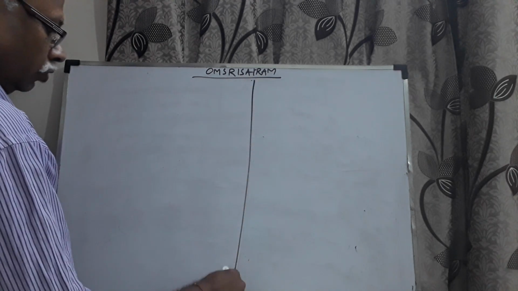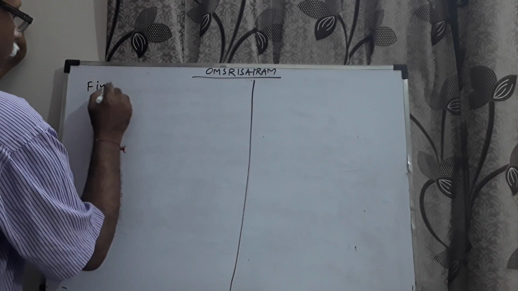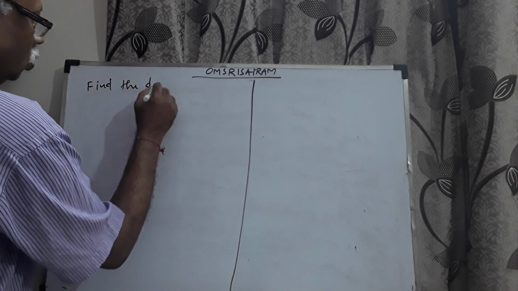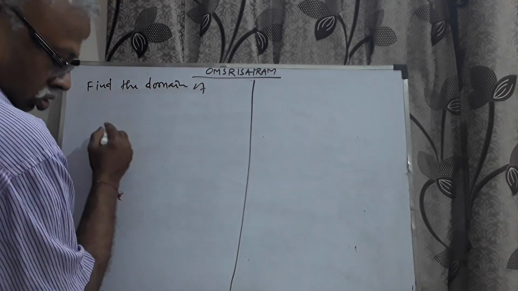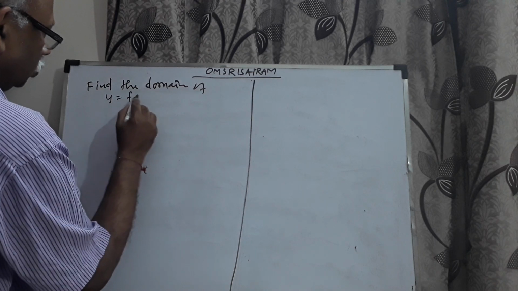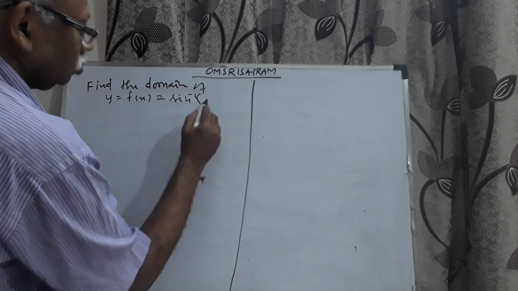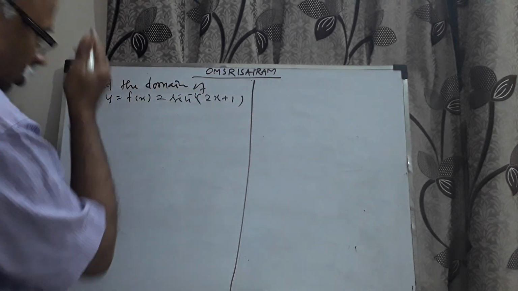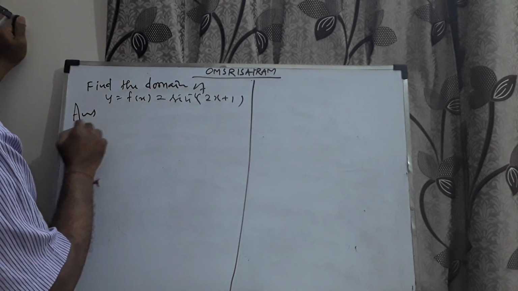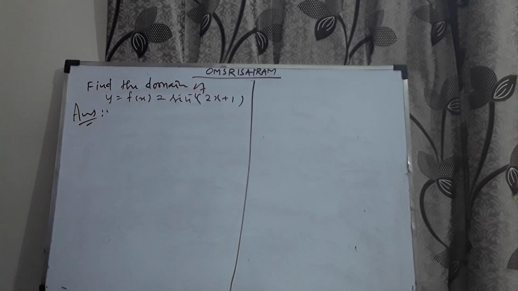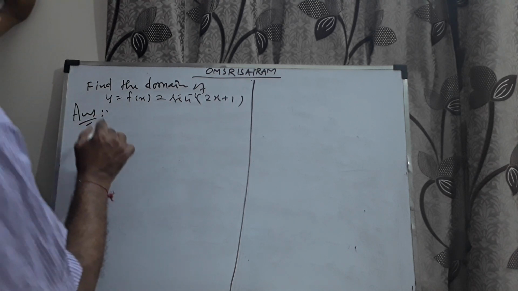Find the domain of y is equal to f of x is equal to sine inverse of 2x plus 1. Just see here, I already told you in one of the videos, in any function y is equal to f of x, what are all the possible values x can take is called its domain. What are all the possible values y or f of x takes is known as its range.